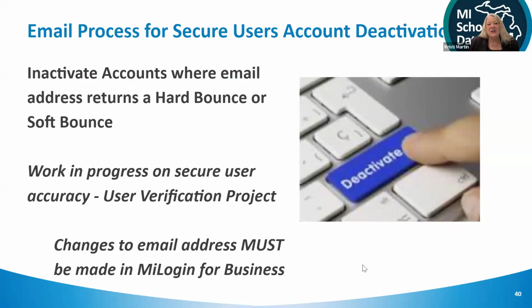As I said, we do inactivate users where the emails do have a hard bounce. And we do work through the secure user accuracy by sending user verification reports. Those did go to each of the ISDs this year, as well as instructions on how to run them on their own. The biggest trick that trips people up is the change to email address. If they've moved entities or they're working in another location, another business, their email address has to be changed in the state single sign-on for MiLogin for Business. So sometimes that trips people up.